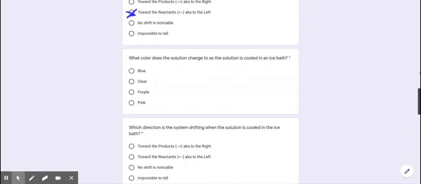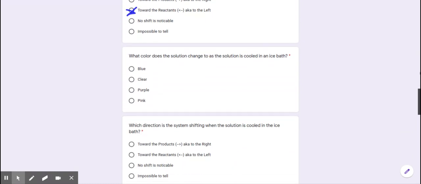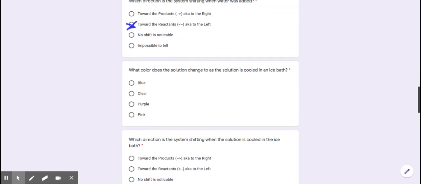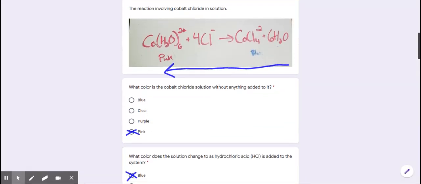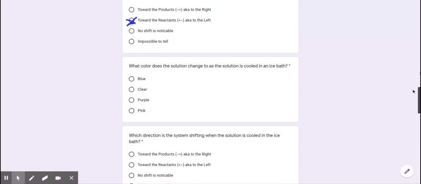Now, then we added the ice bath to it. When we cooled it down in the ice bath, it changed to the pink side. So let me cross this off. And we saw this in the video. We cooled it down, it turned pink. In which direction is it shifting when we put it in the ice bath? Well, if it went to the pink side, it went to the reactants.